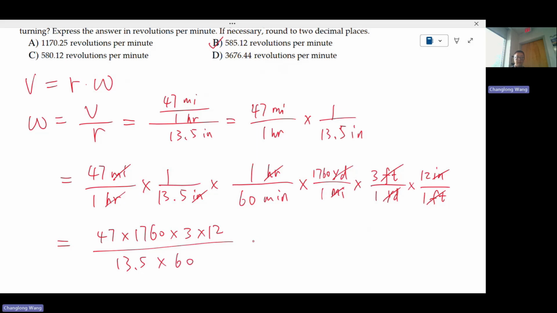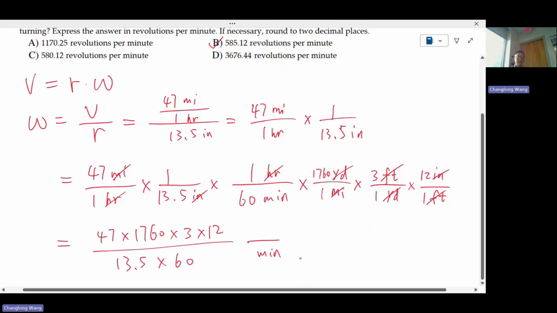Okay. Now, unit-wise, you have minutes on the denominator, right? Well, but there are no units left over on the numerator, right? But should I put the radians back in? Or if I were to put radians here, does it make sense to you guys?